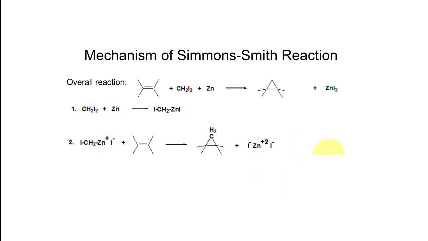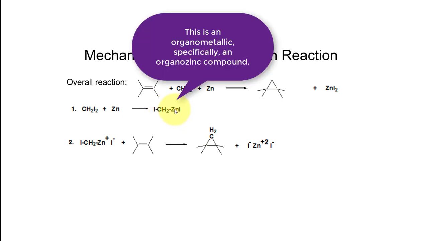Here's the mechanism of the Simmons-Smith reaction. Again, here's the overall reaction. Here's the steps. It's a 2-step mechanism. So the first step, the zinc essentially inserts itself between the carbon and one of the iodines. So there's the CH2. There's one iodine still bonded to the CH2, but then the zinc is in between the carbon and the other iodine. So it's kind of like a Grignard in that sense that magnesium inserts itself into a carbon-halogen bond. Well, here zinc inserts itself between a carbon and a halogen bond.